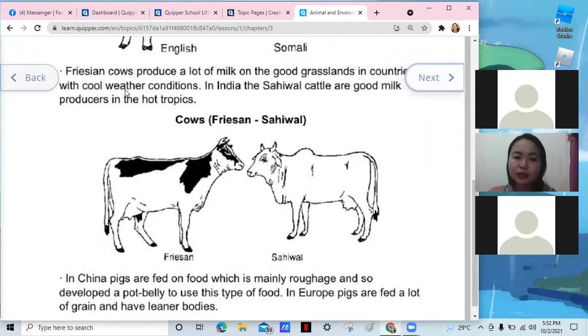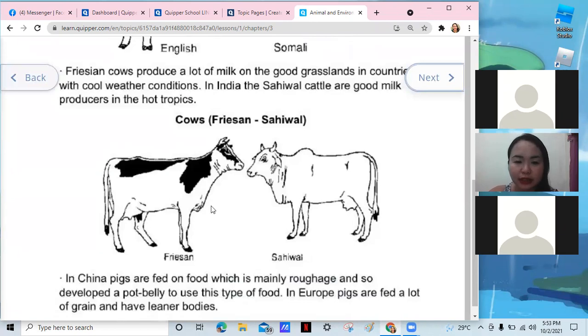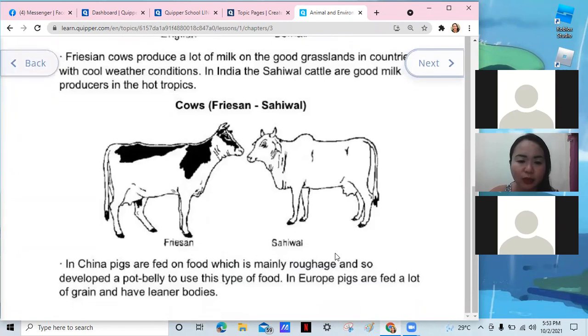So that's why in Australia, in New Zealand, no, they have very vast grasslands, no? And cool weather conditions, which are very appropriate for the production of milk in cows. And also in India, there are Sahiwal cattle which are good milk producers sa hot tropics. So just comparing a Friesian and a Sahiwal.